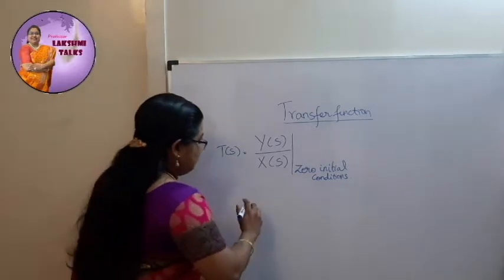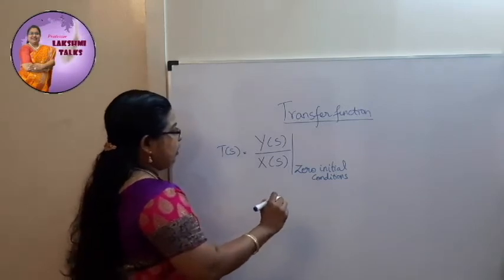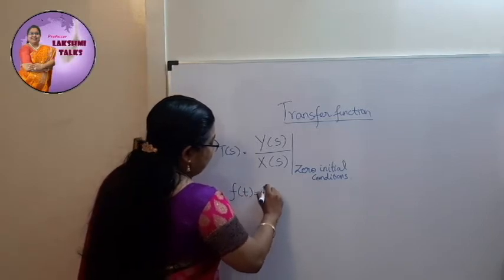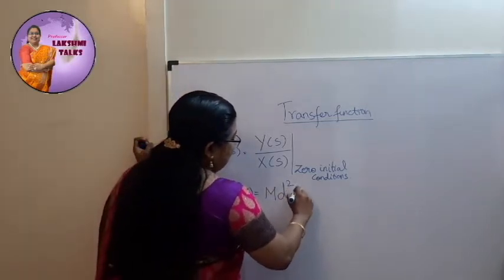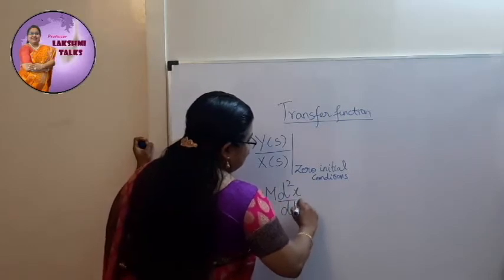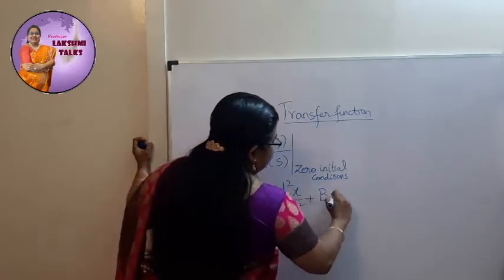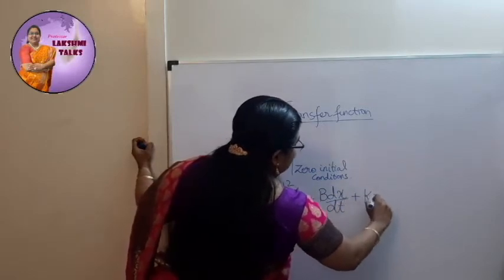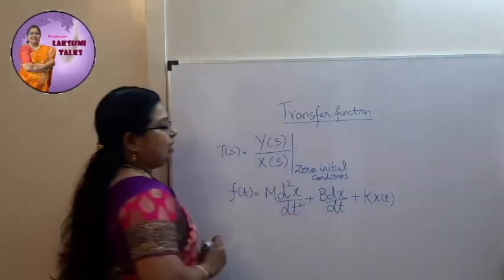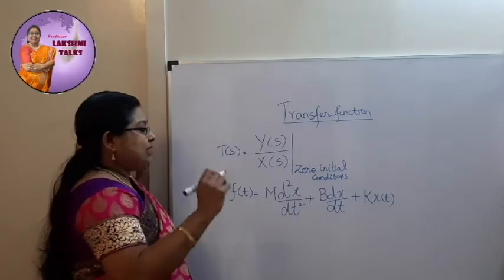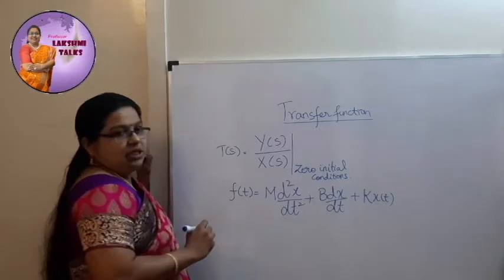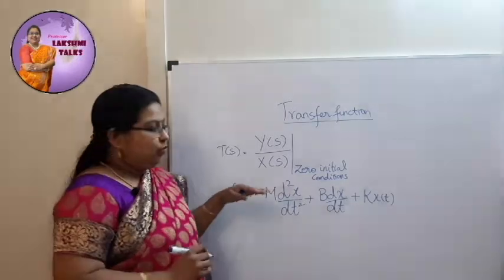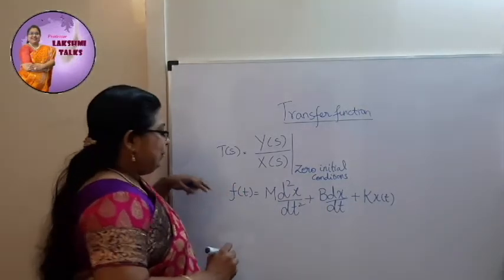We know the differential equation governing the mass spring damper system. What is it? It is nothing but f of t is equal to m d square x by dt square plus b dx by dt plus k x of t, right? When we want to write a transfer function for this differential equation, then you have to find the Laplace transform of this differential equation.